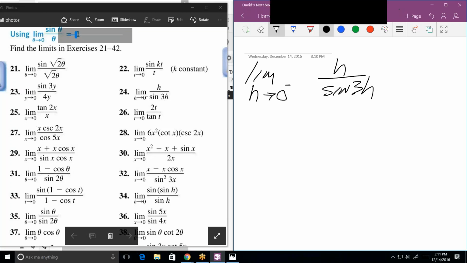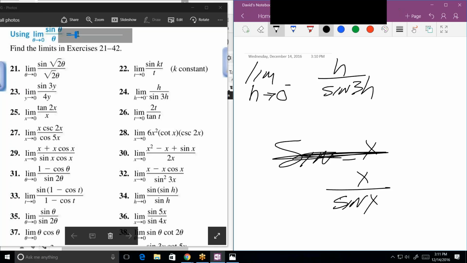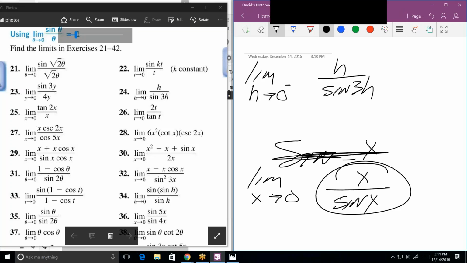So would I just plug in 0? The question is, is this limit also equal to 1 as x goes to 0? Is that equal to 1? I would bet my right arm on it that it is.